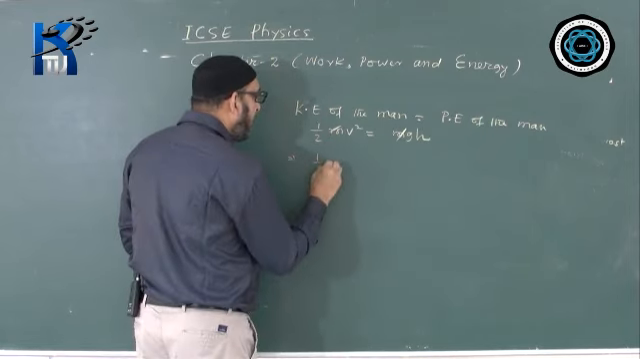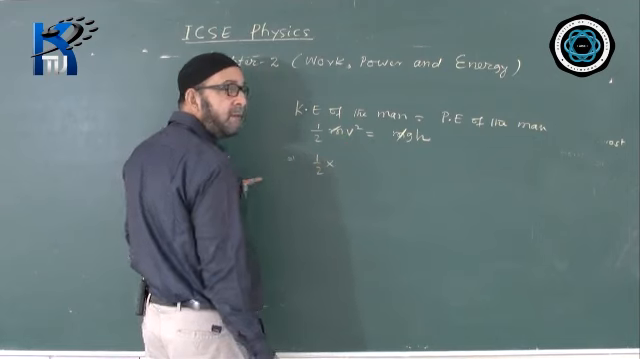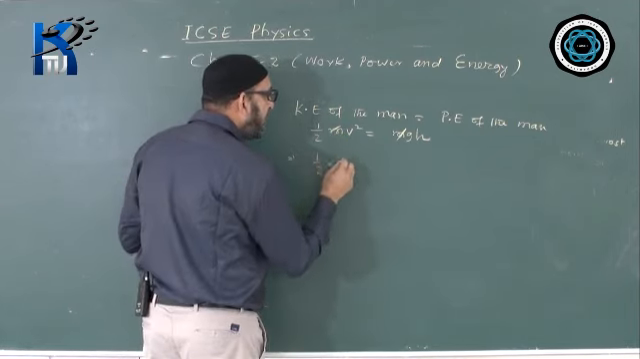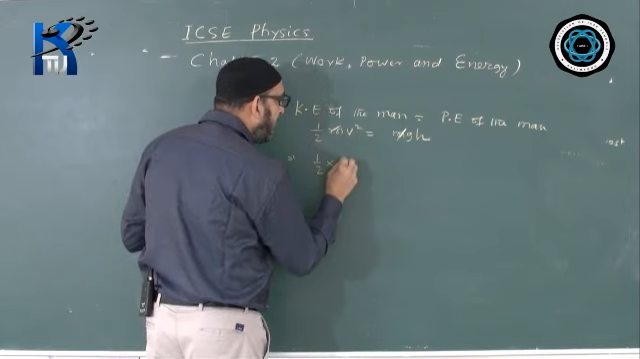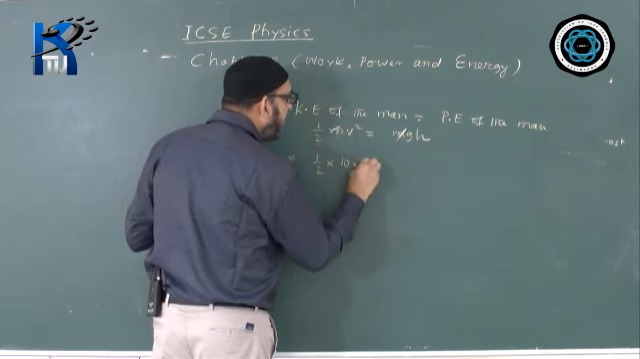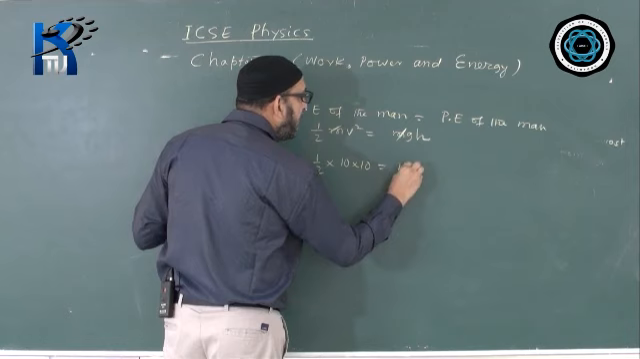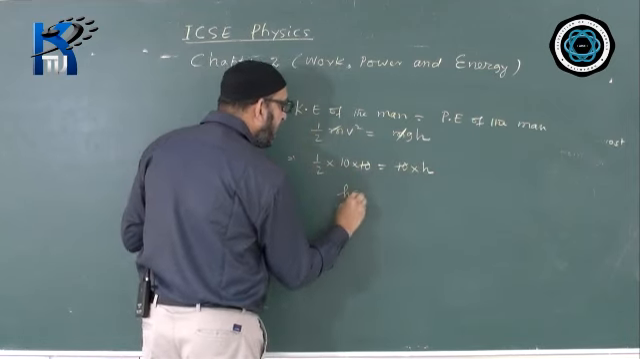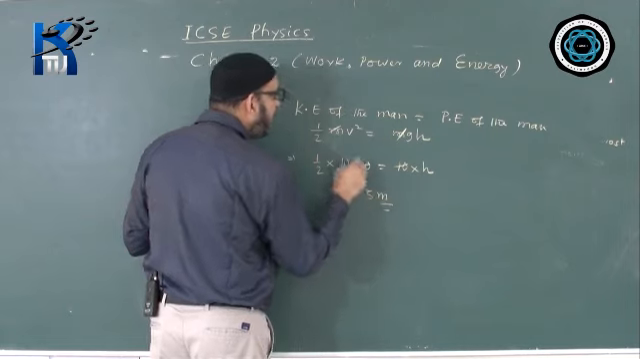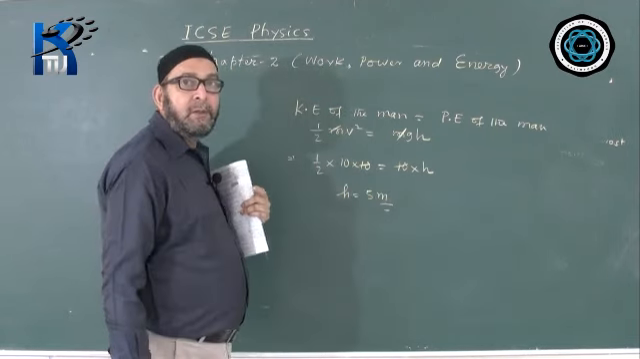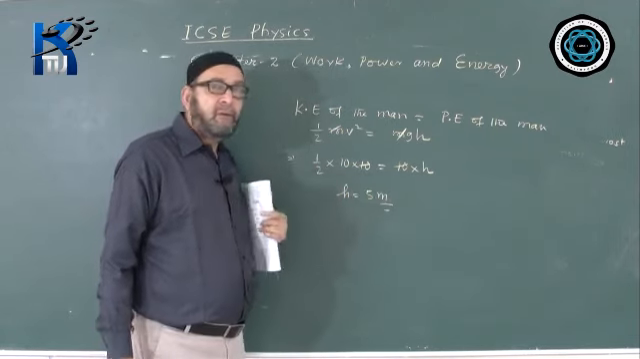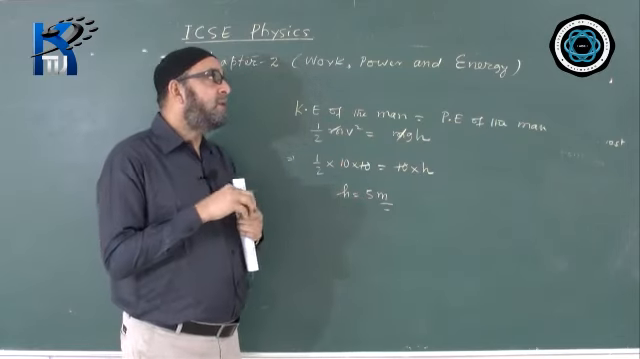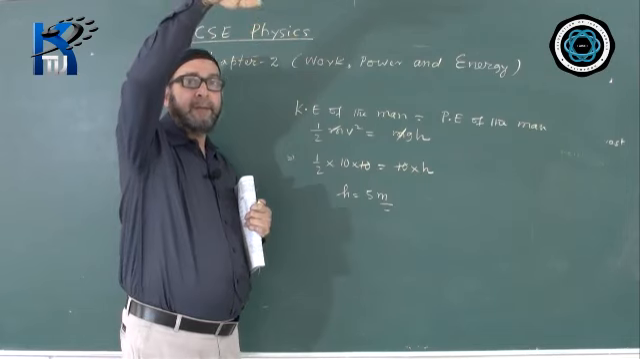We can do it directly now: half, velocity of the man is say 2 meters per second or maybe 10, whatever is given. Let us take 10, so 10 square is 10 into 10. The g value is 10, into height h. Let us cancel it. The h value will come 5 meters. So with this velocity he will be able to jump a maximum height of 5 meters. The problem is solved.